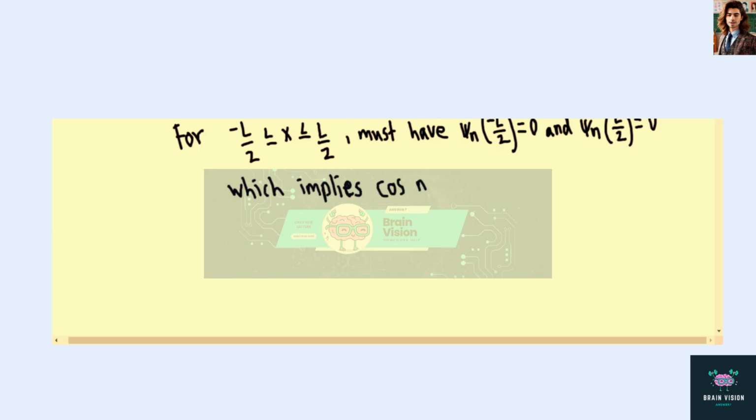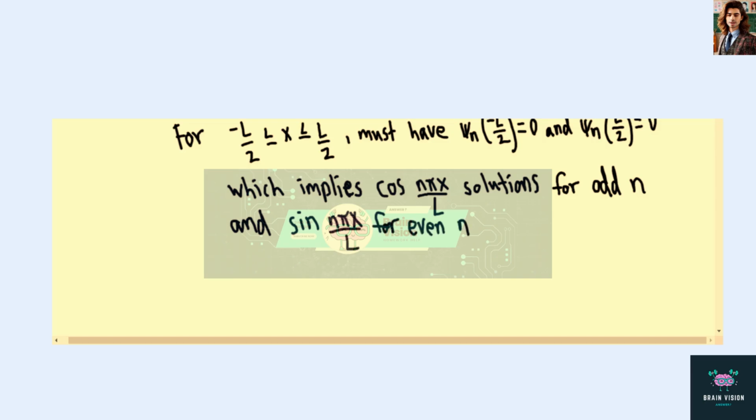This will imply that for odd values of n, you have to have a cosine solution. You can check that by looking at the argument of the function. You could try a cosine function or sine function when n is odd, and you'll see that a cosine solution will work at negative L over 2 and L over 2. Similarly, when n is even, you can try sine and cosine functions, and this will imply that a sine solution works when n is even.